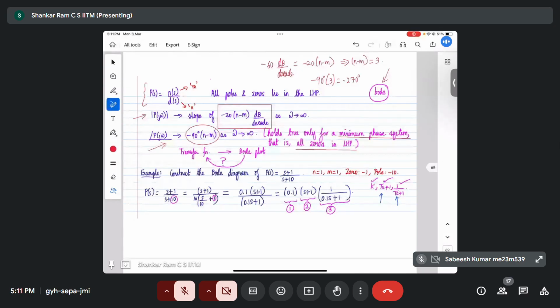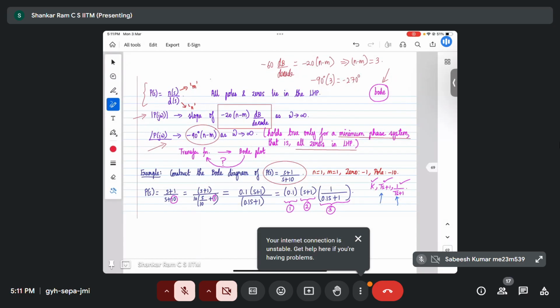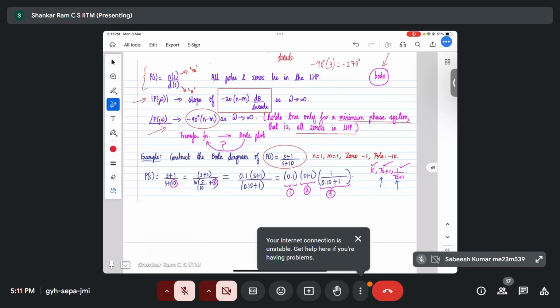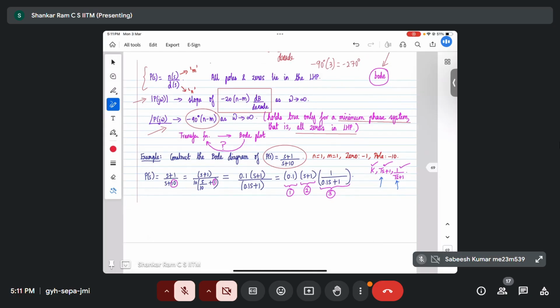Okay. So now let's do an example. Okay, so let's consider a plant transfer function s plus 1 by s plus 10. You and I can immediately observe that the value of n is 1, value of m is 1. There is a zero at minus 1, the pole at minus 10. Okay, so now we are asked to construct the Bode plot of that.